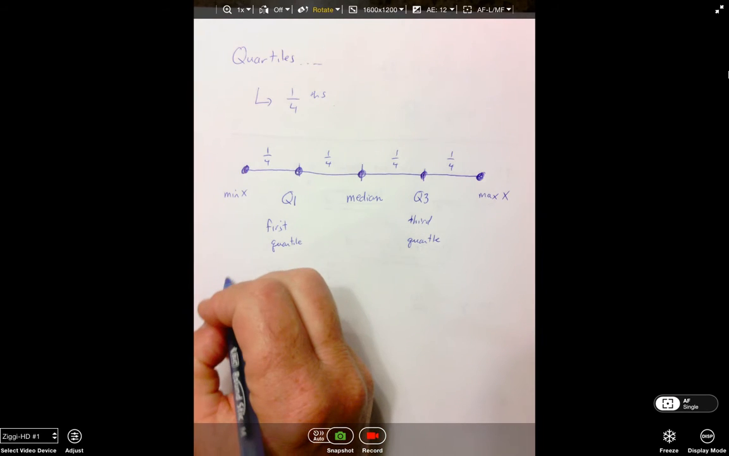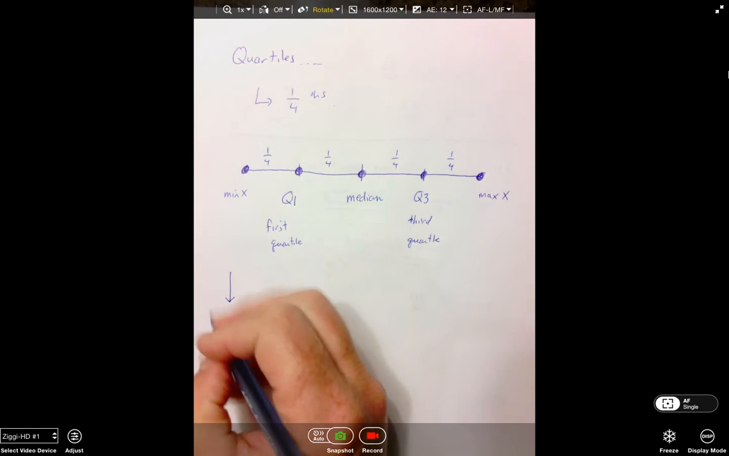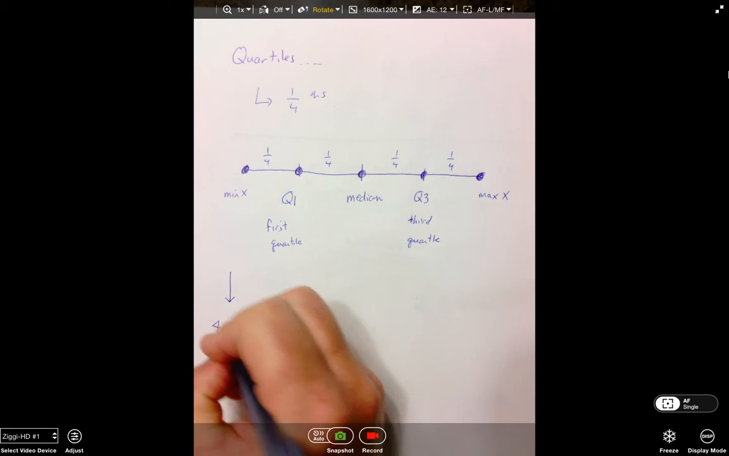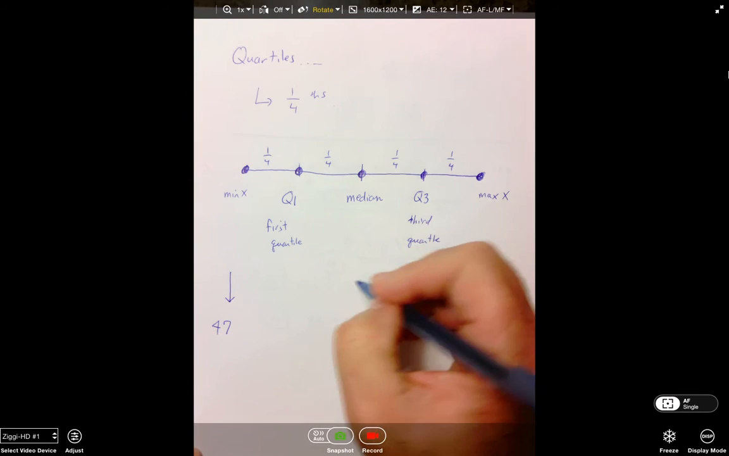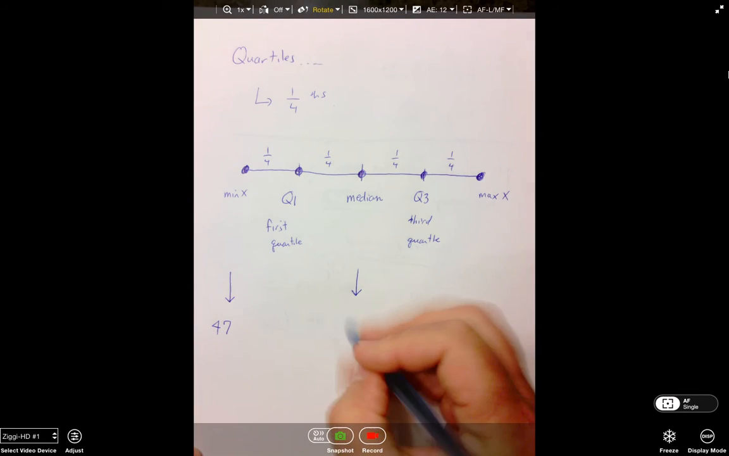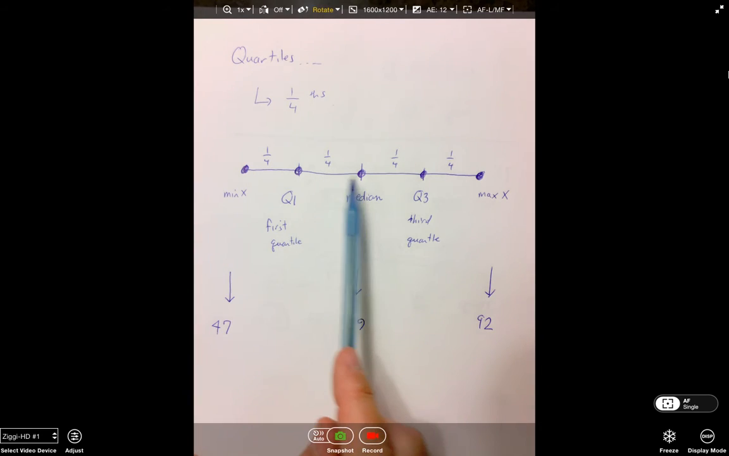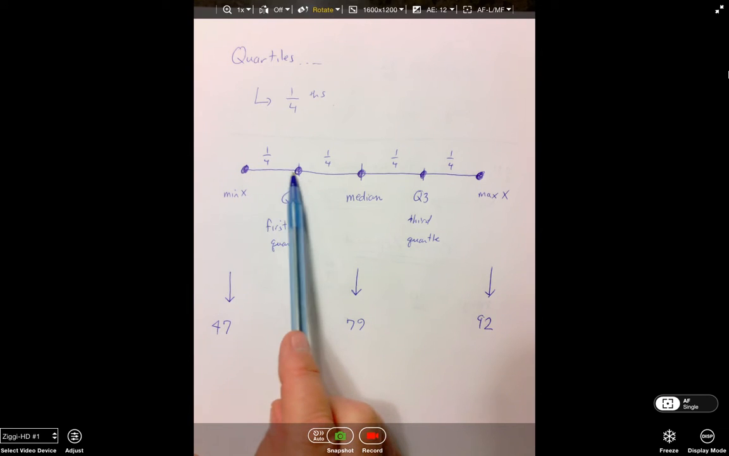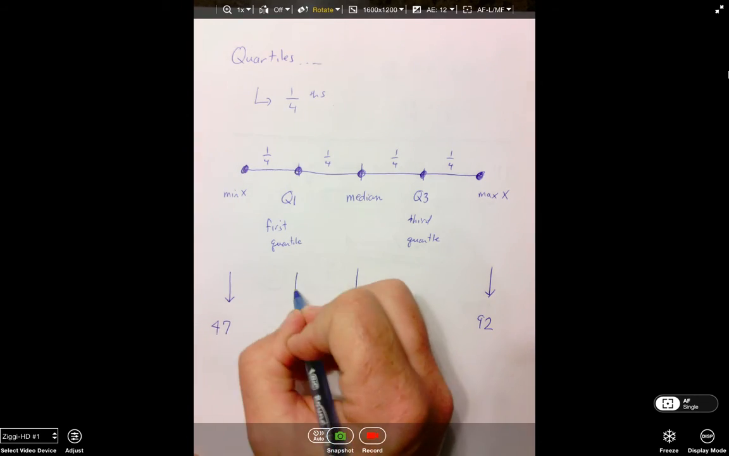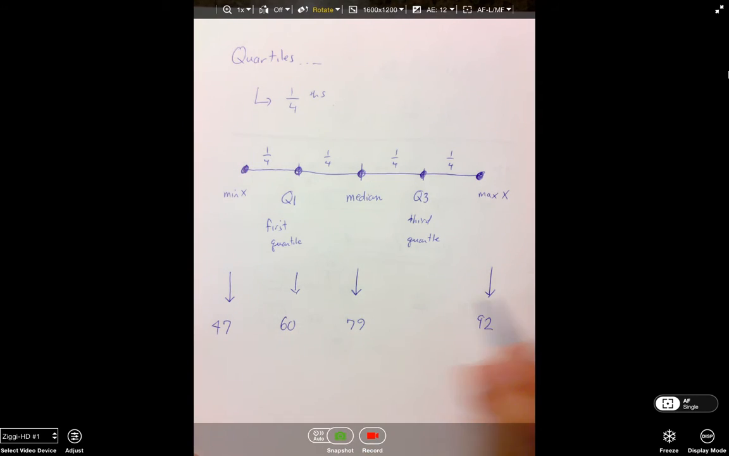So guys, when we go back to our numbers here, this minimum value is 47. We saw that the median was 79. We saw that the maximum value was 92. Now this Q1 right here, this is the median of the scores below the median. And we saw that this was 60. And we saw that Q3 was 82.